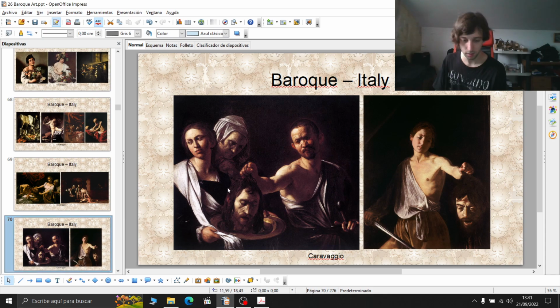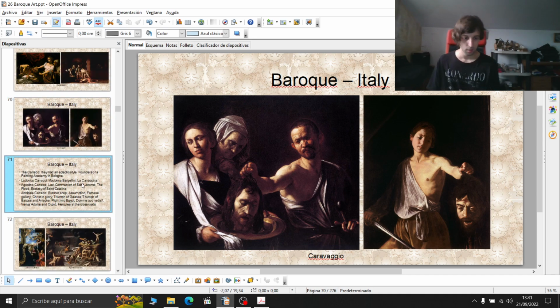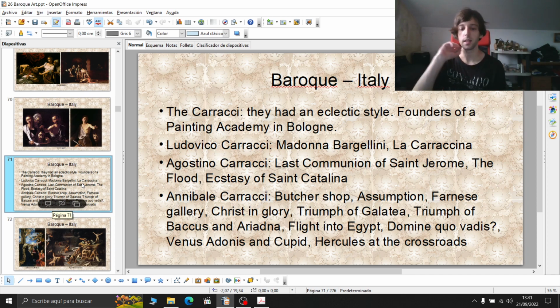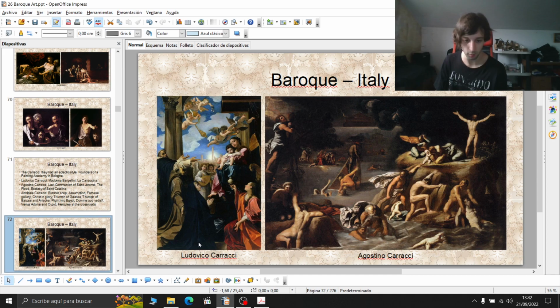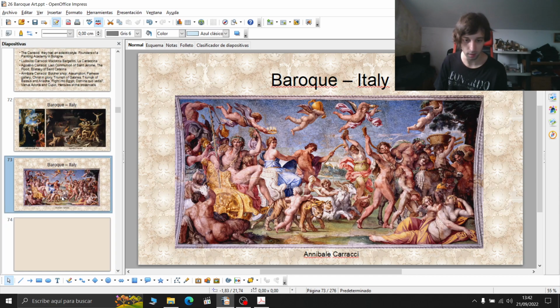This is the head of St. John the Baptist, and this David and Goliath. The Carracci had an eclectic style, founders of a painting academy in Bologna. And all of these are just names of the paintings. The main painters are the three Carracci: Ludovico Carracci, Agostino Carracci, and Annibale Carracci, being Annibale the most prolific or most important. Here Ludovico Carracci, Agostino Carracci, and Annibale Carracci.